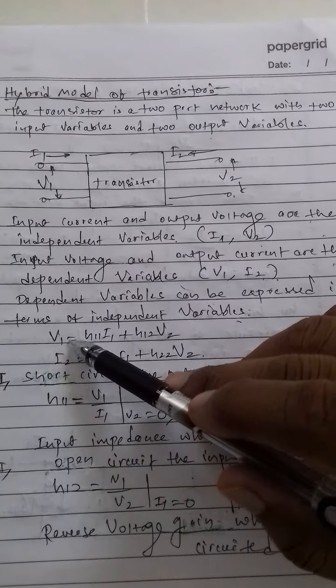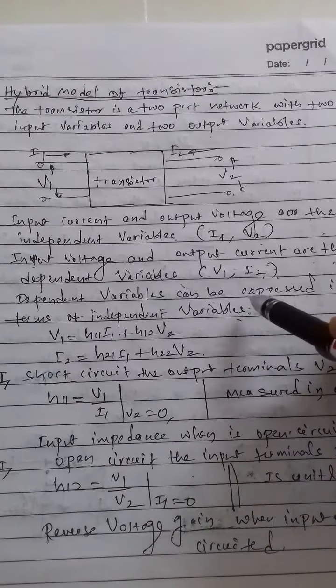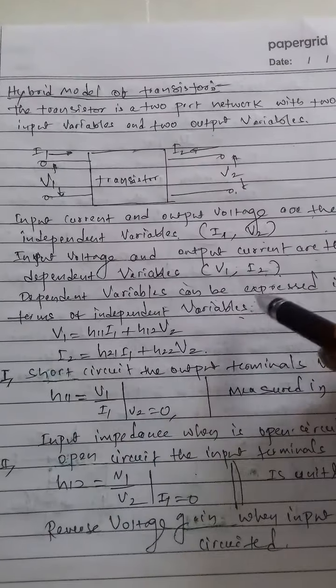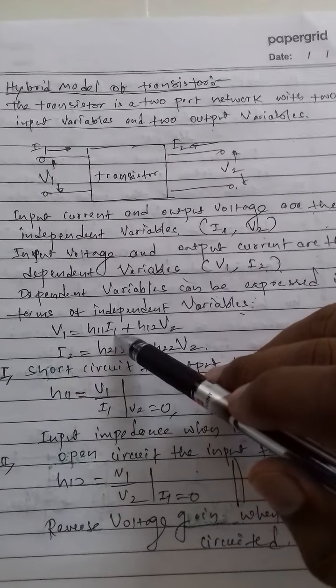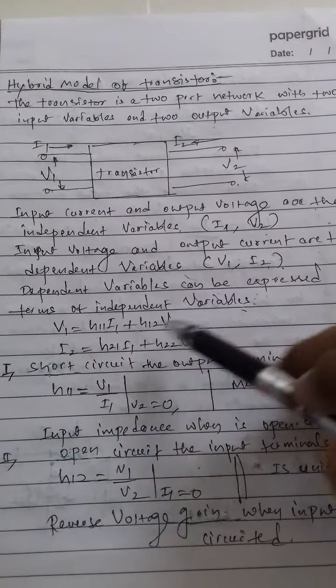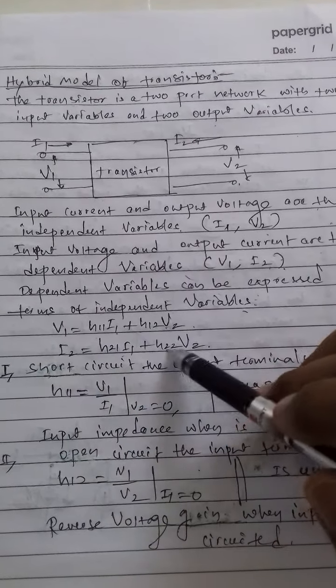The dependent variables are input voltage and output current, so that V1 is equal to H11 I1 plus H12 V2. I2 is equal to H21 I1 plus H22 V2.